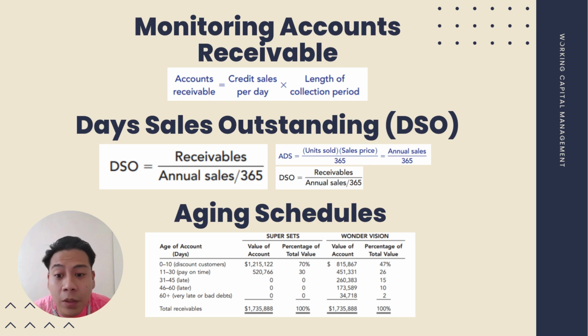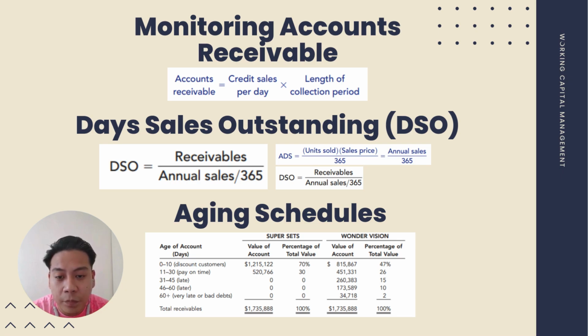If management isn't vigilant, the collection period may lengthen due to customers taking longer to pay or sales to weaker customers, leading to bad debts. So our formula is accounts receivable equals credit sales per day times length of collection period. So our credit sales per day of $1,000 times the 10-day collection period is a total of $10,000. Therefore, it's crucial for the CFO to monitor receivables using techniques like days sales outstanding, or DSO, and aging schedule.